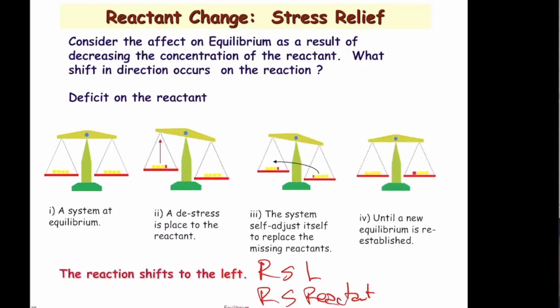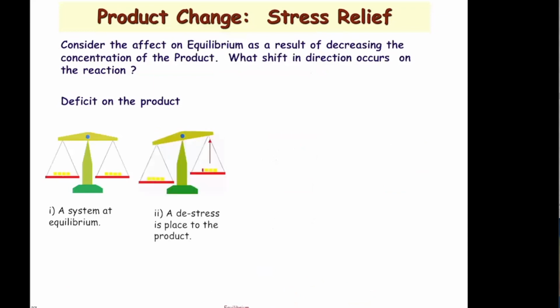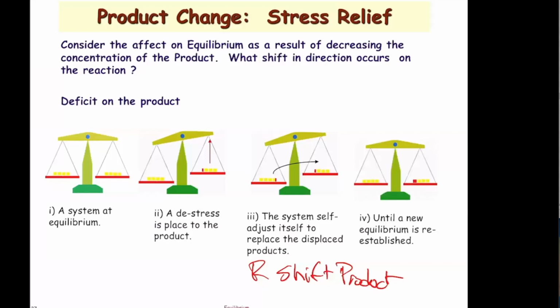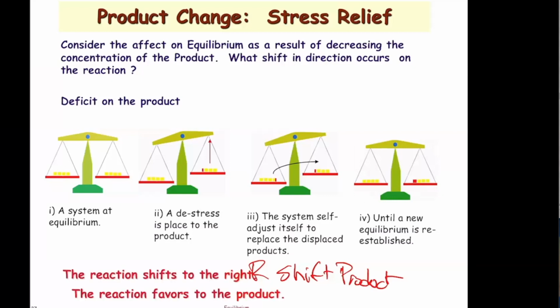What happens if we have a deficit on the product side? Well, if we have a deficit on the product side, then that means that the reactant has to make up for that deficit. And so we can say that the reaction favors the product side. Reaction shifts to the right, or the product. Okay, shifts to the product side. It favors the product until equilibrium is reachieved. Once equilibrium is reachieved, then it stops. Okay, so changing concentrations allow you to manipulate the reaction to shift either to the left or to the right.